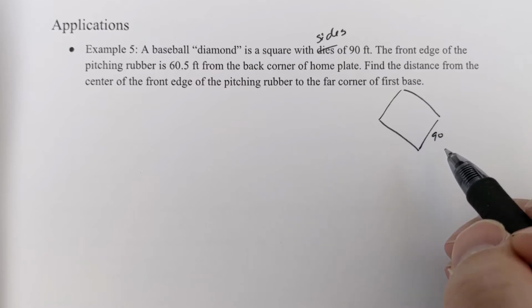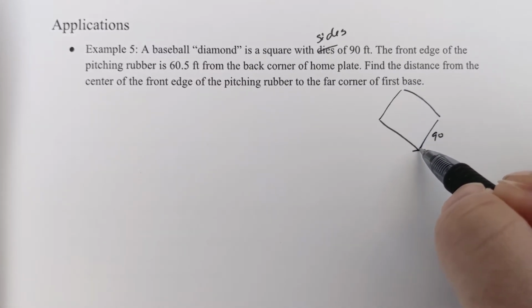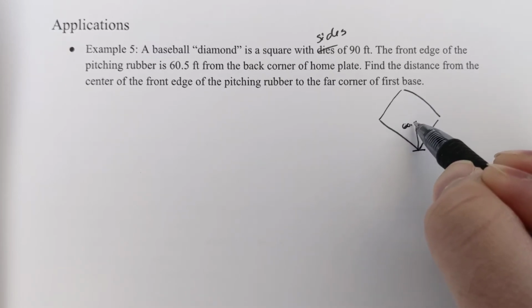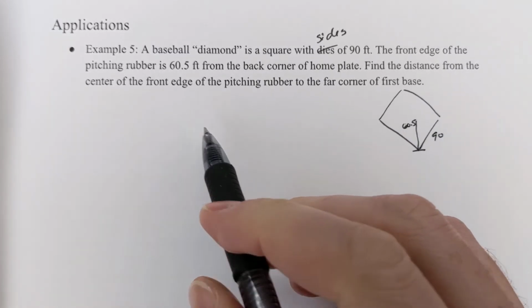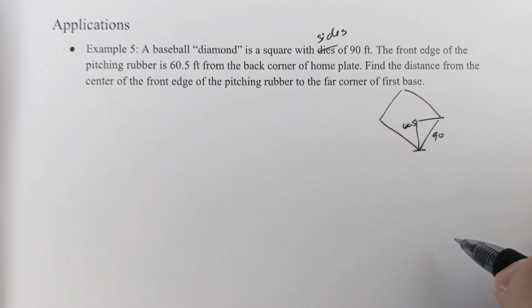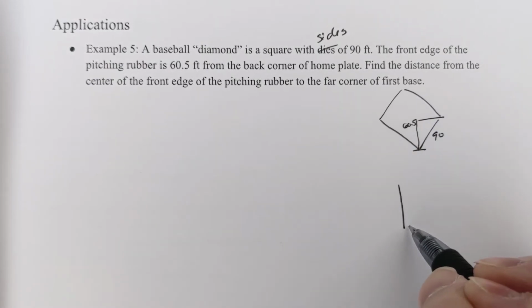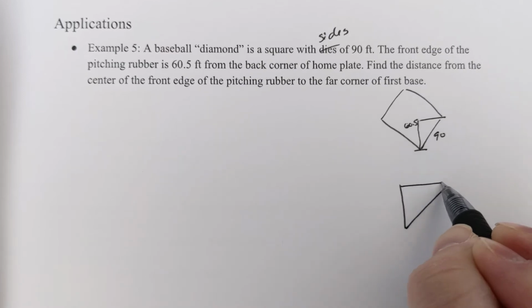The front edge of the pitching rubber is 60.5 feet from the back corner of home plate. So 60.5. Find the distance from the center of the front edge of the pitching rubber to the far corner of first base. So this is what I'm looking for. So let's pull our little triangle out. So we've got this triangle.